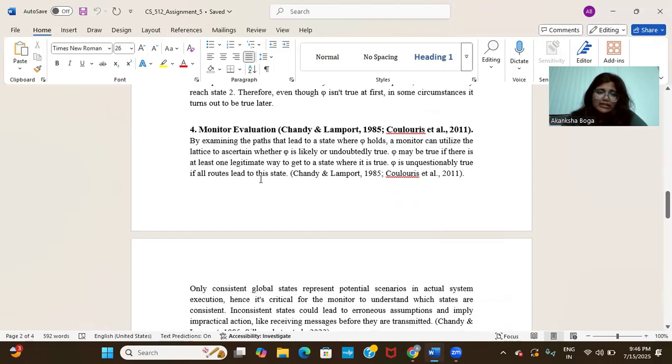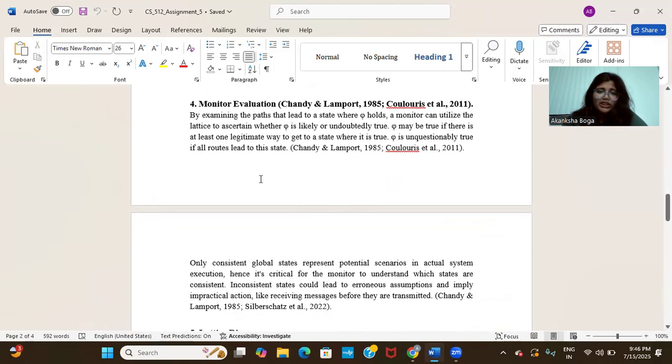And coming to the next thing, monitor evaluation. So now let's talk about the monitor. Think of a monitor like a teacher who watches the computer, what the computer is doing. So let's say the monitor wants to check if the property attribute is true. So it checks: did P reach state 2?